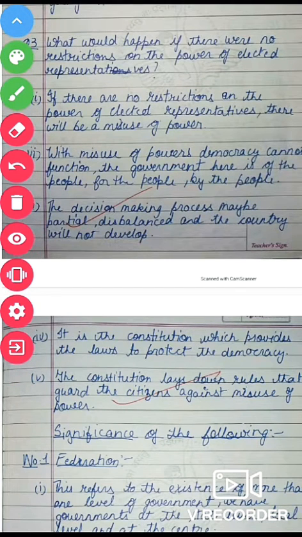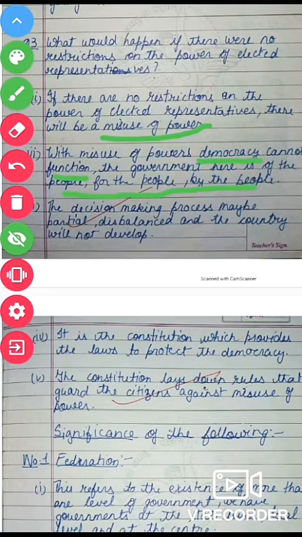What would happen if there were no restriction on the power of elected representatives? So this is an important question, guys. You need to focus on it. There are 5 points in it. First, if there is no restriction on the power of the representatives, there will be a misuse, of course. With the misuse of power, democracy cannot function. Then democracy will not be there and there will be injustice. And what does democracy mean? Of the people, by the people, for the people.